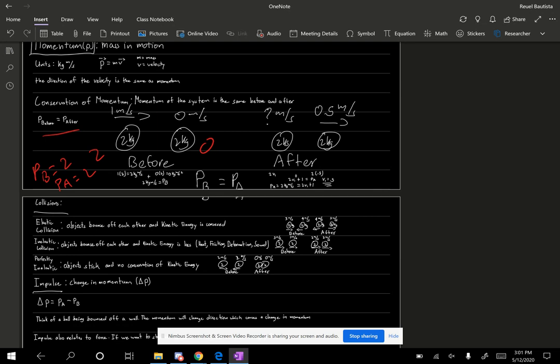Here what we know about after is that the 2-kilogram object is moving to the right at 0.5. So I can find the momentum of this: 0.5 times 2 is 1. Since the momentum of the two objects has to add up to 2, the momentum of the object on the left also has to be 1, because 1 plus 1 is 2. If the mass is 2, what velocity times 2 gives me 1? That will be 0.5. That should not be too difficult.